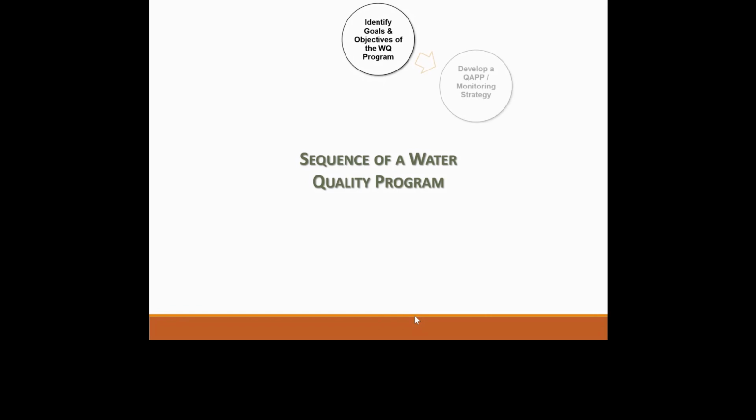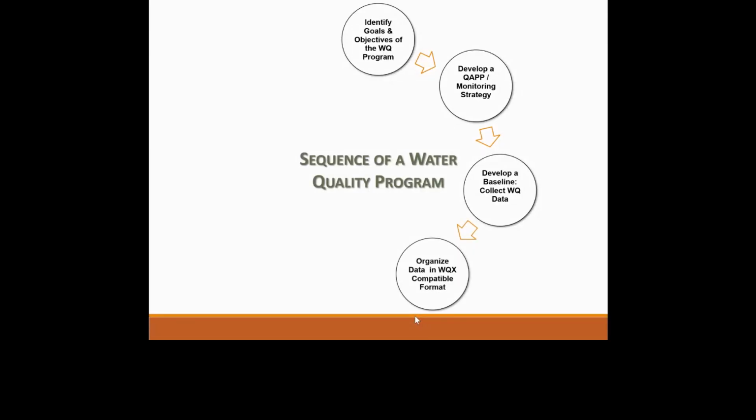And then next step is to develop a QAPP or a QAP. Our EPA Region 9 office can help you do this. And that kind of sets the protocols for how you'll manage your 106 program. And the next step is to develop a baseline or how you'll collect your water quality data. Next is to organize the data in a water quality exchange compatible format.